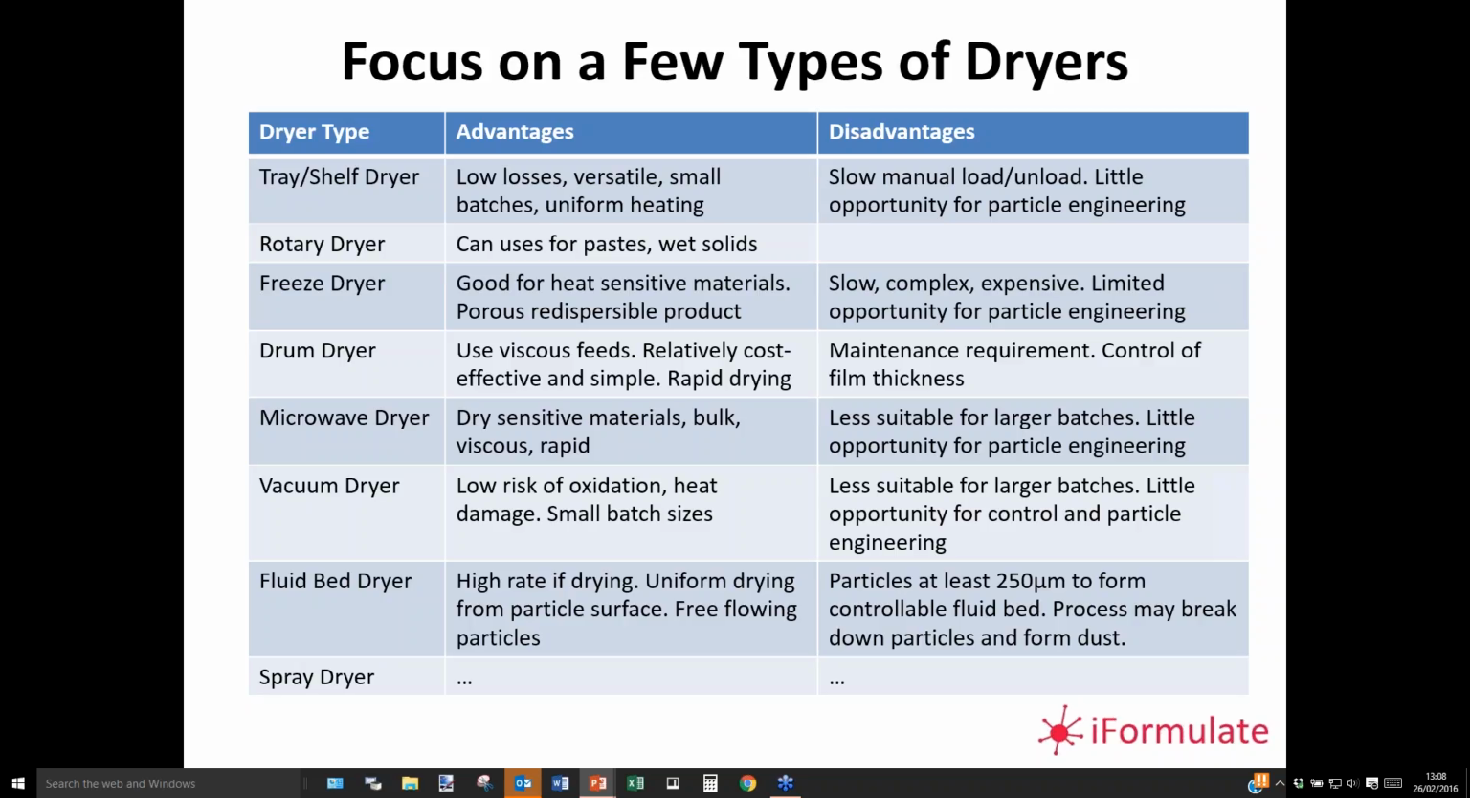Fluid bed drying is another popular process. High drying rate, uniform drying is possible from the particle surface. It gives you really nice free flowing particles, but those particles have to be at least 250 microns in size normally to form a controllable fluid bed. And there is a risk that the process may break down your particles and form a dust.